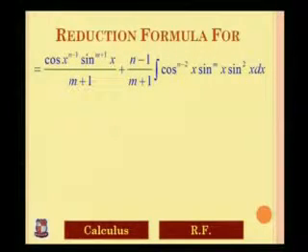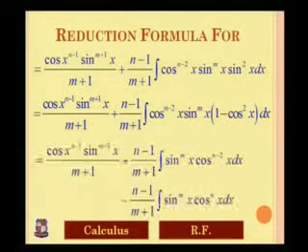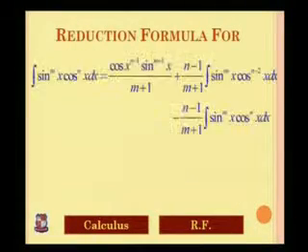Now continue this process. By continuing this process, we have the reduction formula for the integration of sin raised to m x into cos raised to n x dx: sin raised to m plus 1 x into cos raised to n minus 1 x divided by m plus n, plus n minus 1 divided by m plus n, integration sin raised to m x cos raised to n minus 2 x dx, minus n minus 1 divided by m plus 1 integration sin raised to m x cos raised to n x dx.